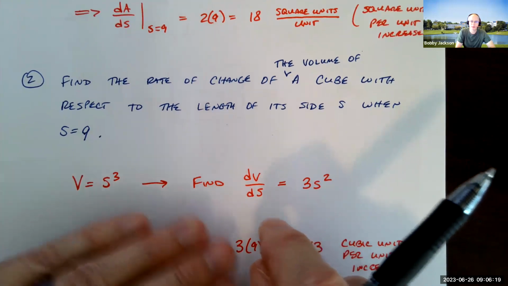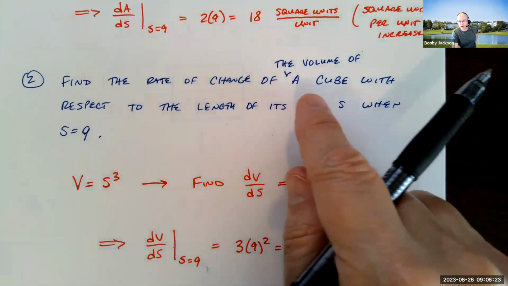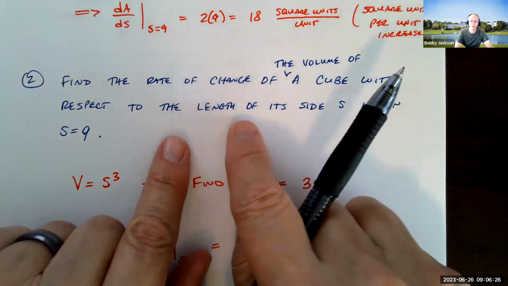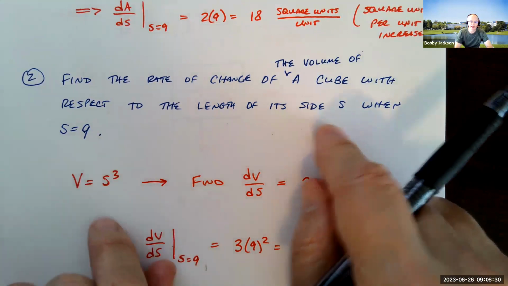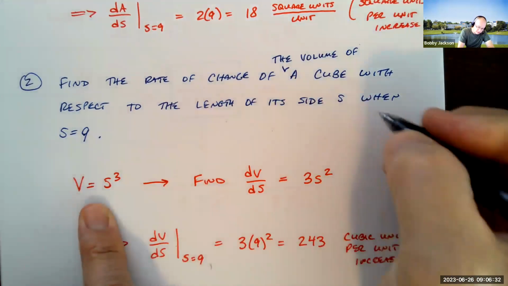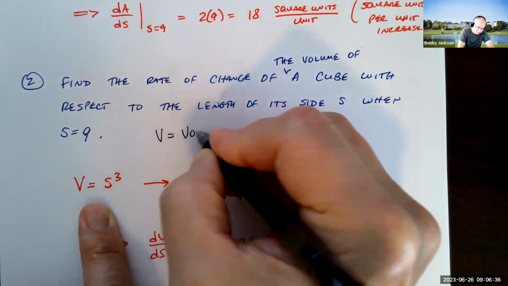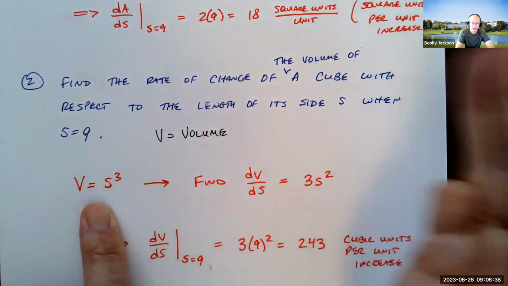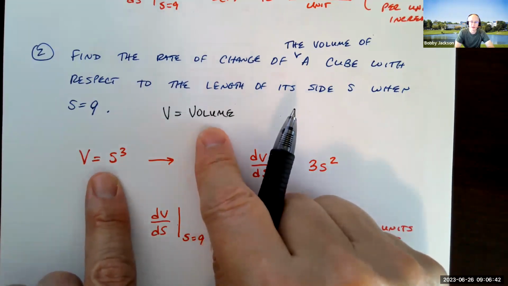Number 2 is very similar. Find the rate of change of the volume of a cube with respect to the length of its side S when S is equal to 9. Well, I expect you to know, if again, V is the volume of this cube. Again, they don't give us any units, but we'll address that in a second again.